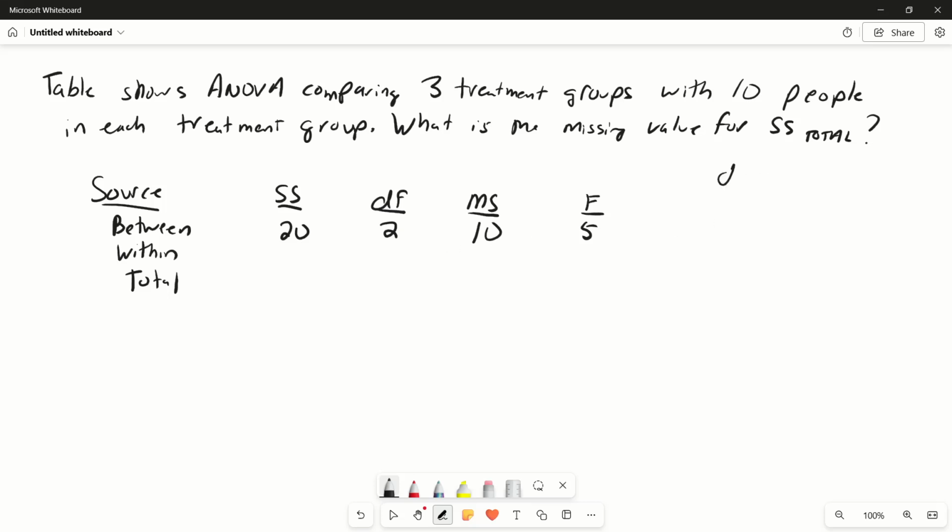So we knew that the degrees of freedom for between is k minus 1. In this case, it was 3 minus 1 is 2. We know that the degrees of freedom within is n minus k, where n is the total sample size. We know that the total sample size is 30 because there's 3 treatment groups with 10 people in each group. Minus k, which is 3, that gives me 27. So I have 27 degrees of freedom within. And when I add 2 and 27, I get 29 total degrees of freedom.